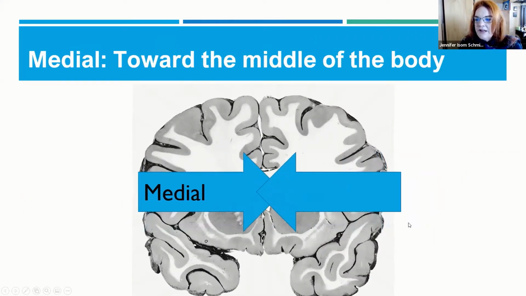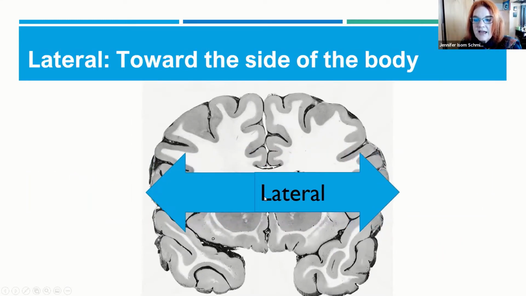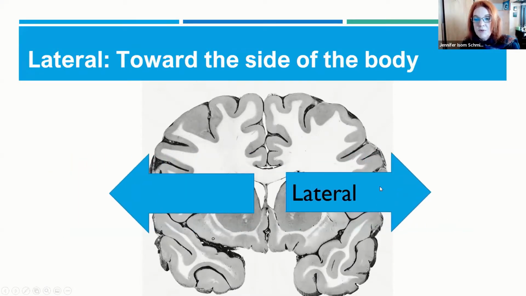Okay, so here's a little animation that shows you medial structures are located more towards the midline or the neuraxis, whereas lateral structures are located more away from the neuraxis or towards the side of the body.